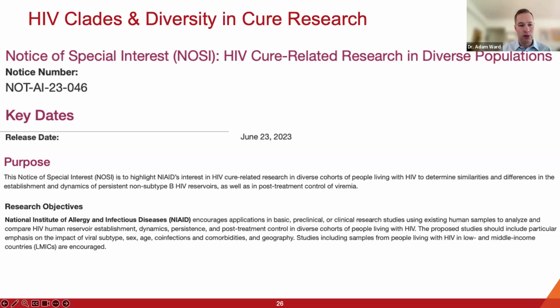I'm not going to read through all of this, but in regards to the research objectives, they note that the proposed study should include a particular emphasis on the impact of viral subtype, sex, age, co-infections and comorbidities, as well as geography. So this is really an understudied but important area of research.